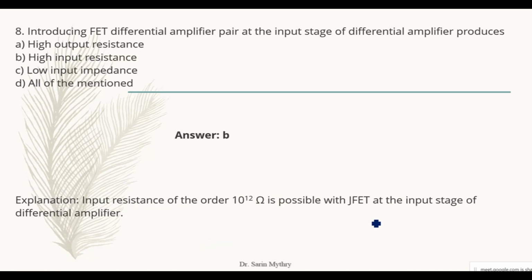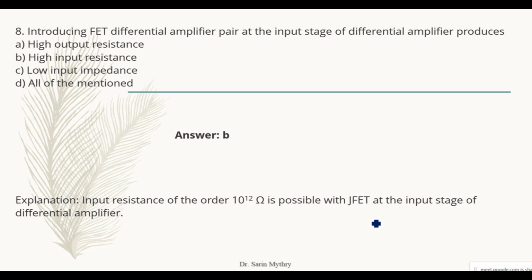Introducing the FET differential amplifier pair at the input stage of a differential amplifier produces dash. If you are introducing a FET, field effect transistor, differential amplifier pair at the input stage of a differential amplifier, it produces what? So let us see the options. The input resistance of an order of 10 to the power of 12 ohms is possible with JFET at the input stage of a differential amplifier.